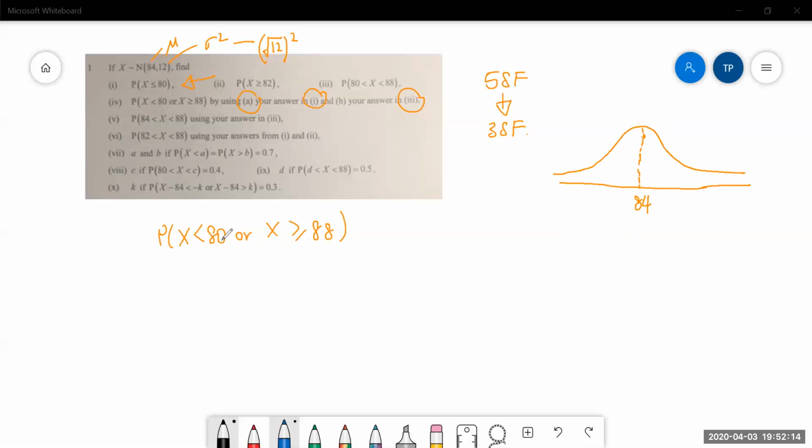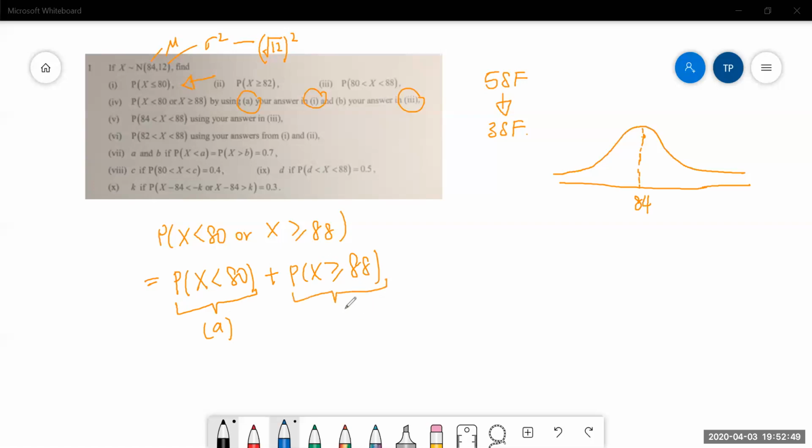So the probability of x lesser than 80 or x greater or equal to 88 is actually the probability of x lesser than 80 plus the probability of x greater or equal to 88. Right? Okay, so we know this, because this is from part 1. Then how do we find this?